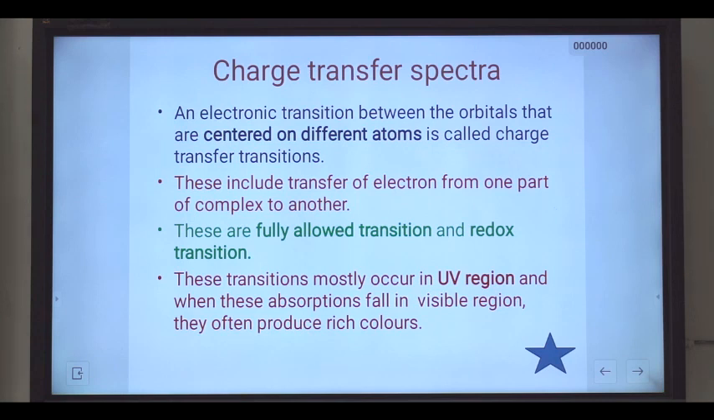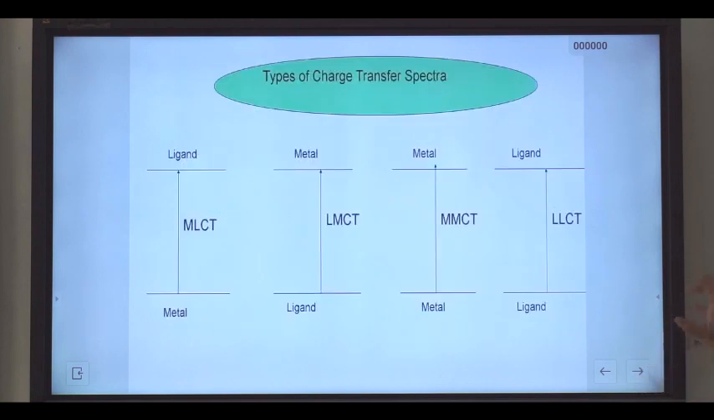Charge transfer transitions mostly occur in the UV region, and when these absorptions fall in the visible region, they often produce rich colors. So basically, charge transfer transitions are for color producing compounds. The next topic is the types of charge transfer spectra. These are of different types.